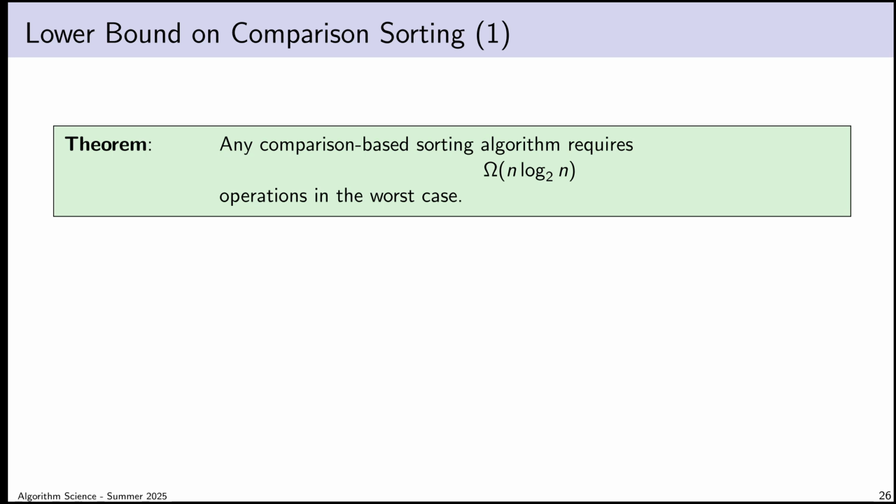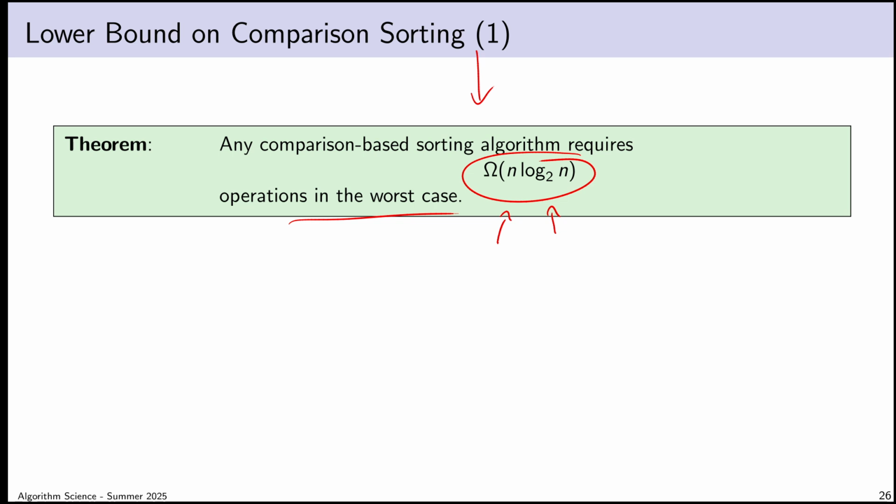Our main result for today is this theorem, which says that any comparison-based sorting algorithm must use at least n log n operations asymptotically in the worst case. Now, of course, it could take more. You could write a comparison sorting algorithm that took 2 to the n time for all I care, but there is no comparison sorting algorithm for which every input can be sorted in better than n log n time asymptotically.